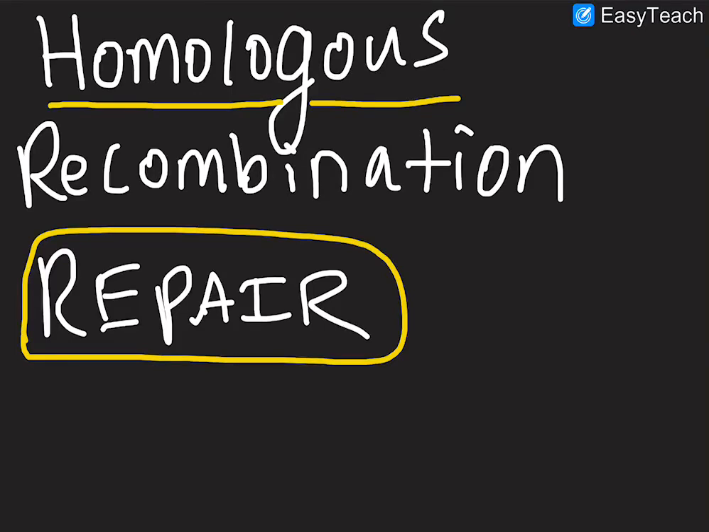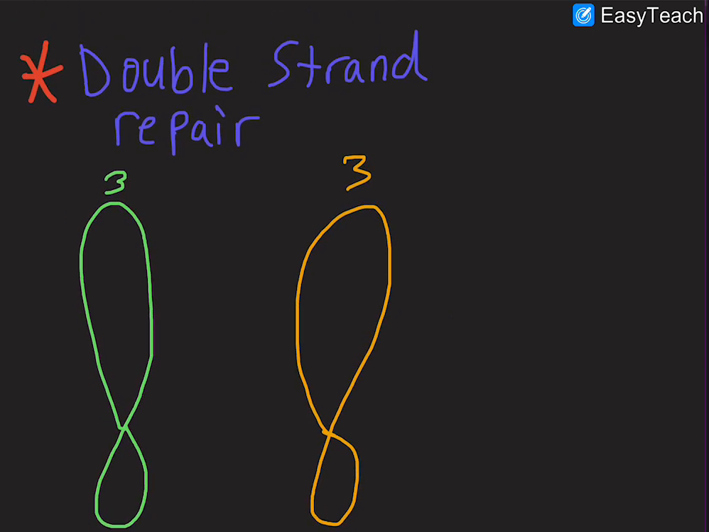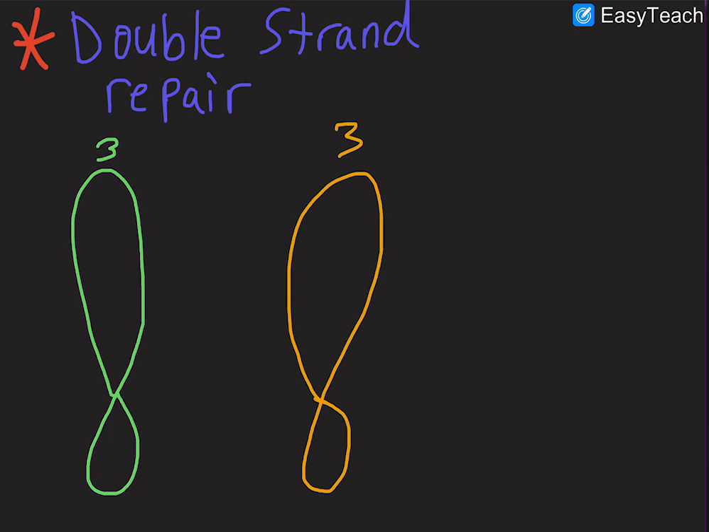Alright guys, welcome back to Underground Science, and in this video we're going to be talking about homologous recombination, specifically relating to DNA repair. First things first, we need to know what homologous chromosomes are and what sister chromatids are.